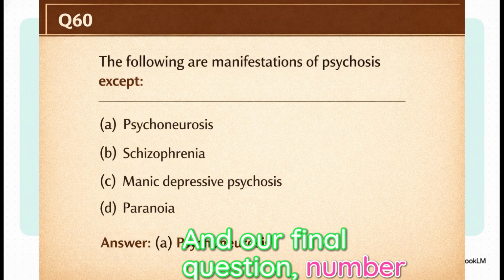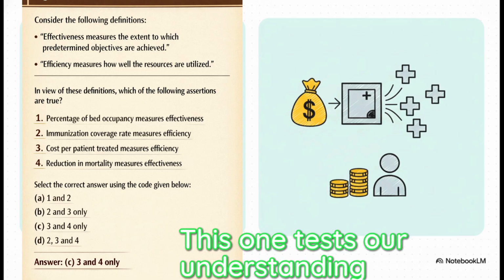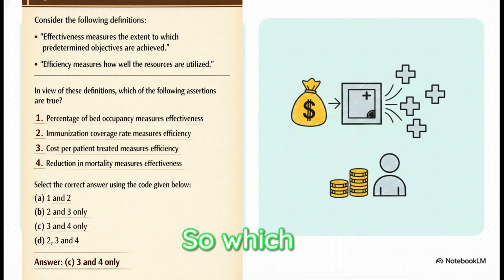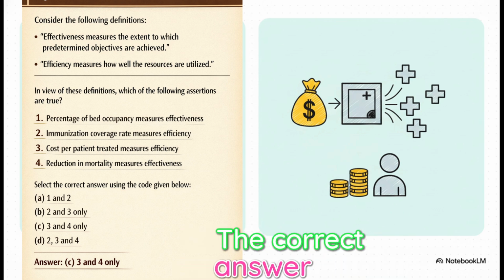And our final question, number 61. This one tests our understanding of two very important concepts, effectiveness versus efficiency. So which of these assertions are true? The correct answer is C.